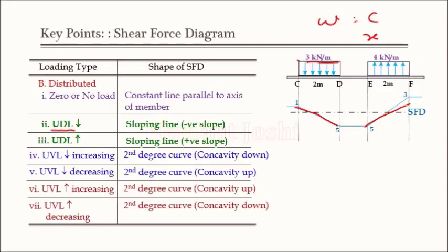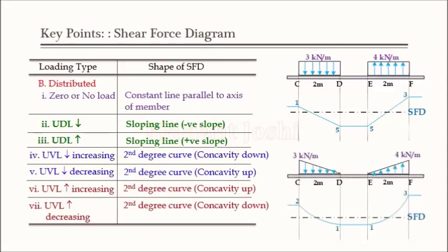It all depends upon the type of UDL. If the UDL is acting downward, the SFD is down slope, and if the UDL is acting upward, the SFD is up slope. Third point is UVL is acting. Now UVL has many varieties. That means UVL may be decreasing downward or increasing upward or something like that. Now one by one I will consider.